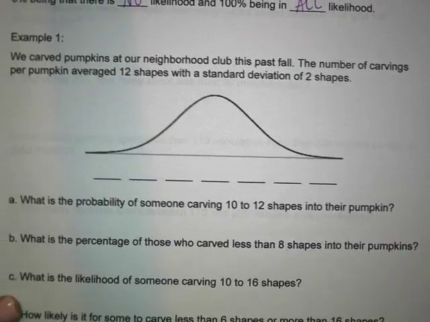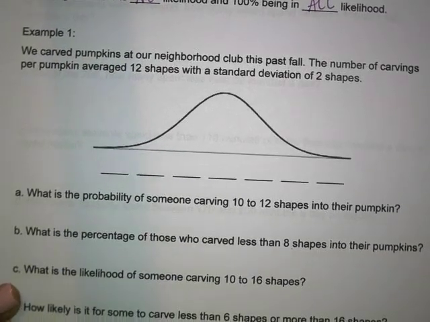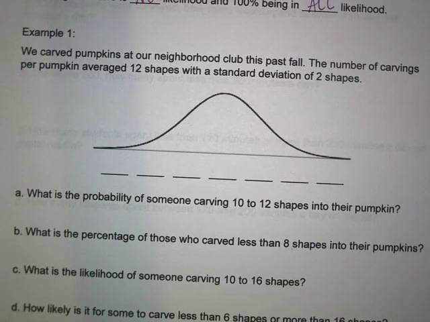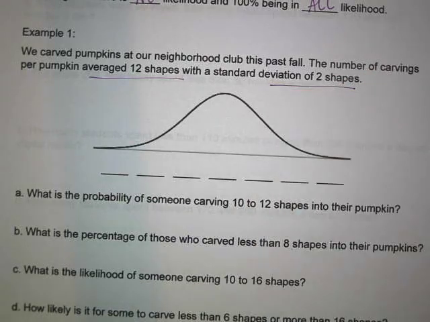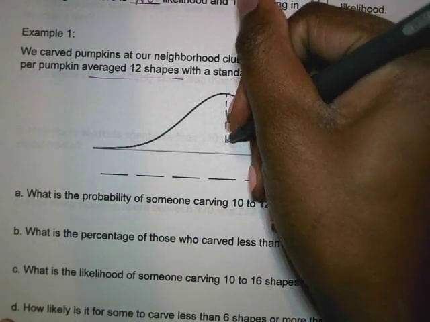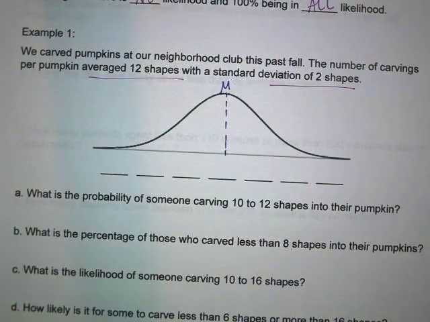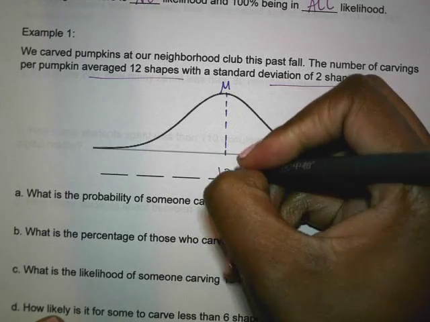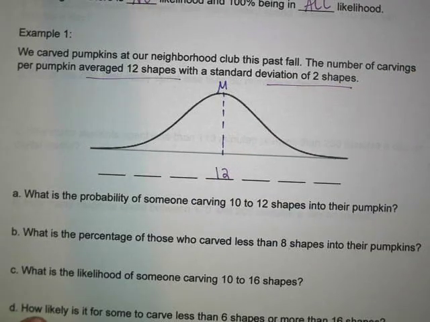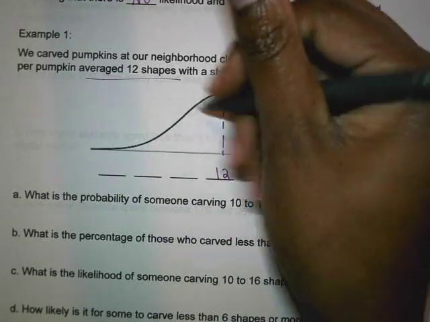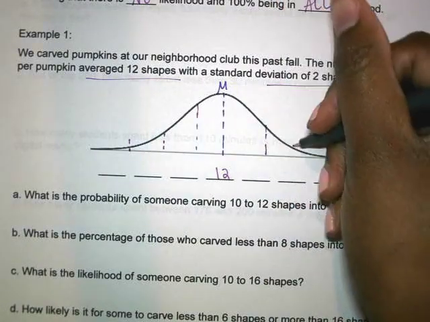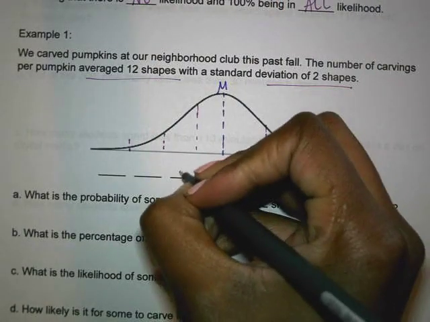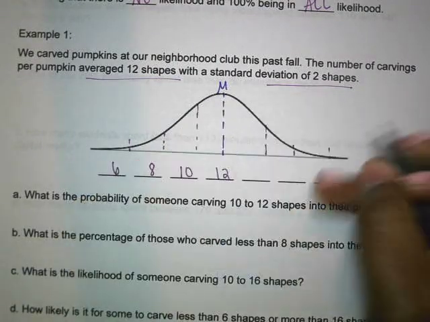Example 1 says, we carved pumpkins at our neighborhood club this past fall. The number of carvings per pumpkin averaged 12 shapes with a standard deviation of 2 shapes. All right, so my mean goes in the middle. They told us that the average was 12. And my standard deviation was 2. So if I were to draw out my deviations, at least out to 3, I'm going to subtract 2 and then add 2.